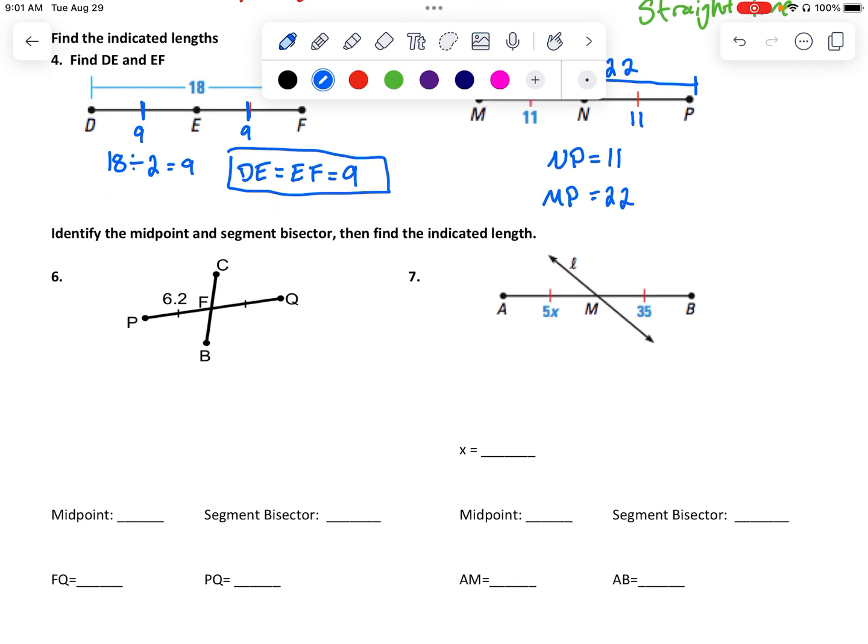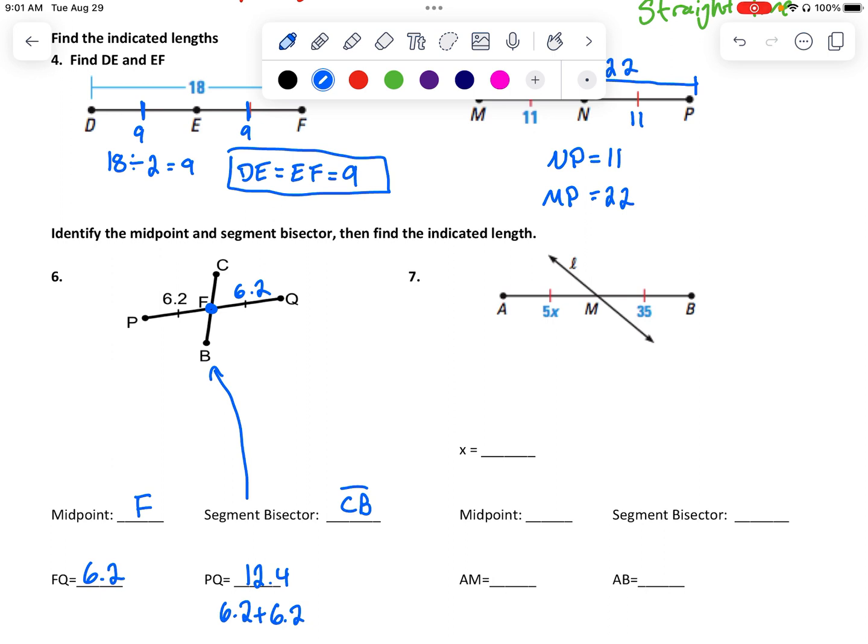The next one says identify the midpoint, segment bisector, and then find the indicated length. So midpoint, right here in the center, it's being separated into two congruent segments. So the midpoint is point F. The segment bisector is going to be that line cutting it in half. So that's the segment CB or BC. FQ, it's got the congruent marks, so we know it's got to be the same. So it's also 6.2. And PQ, you would add those two pieces together. So 6.2 plus 6.2 would give you 12.4.